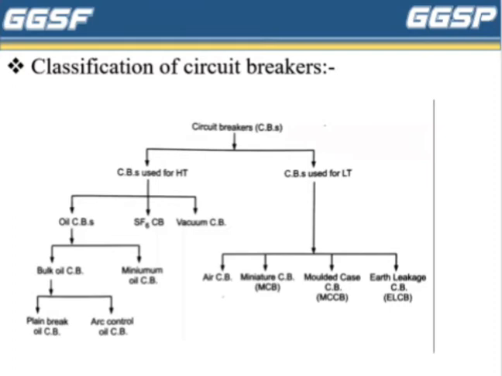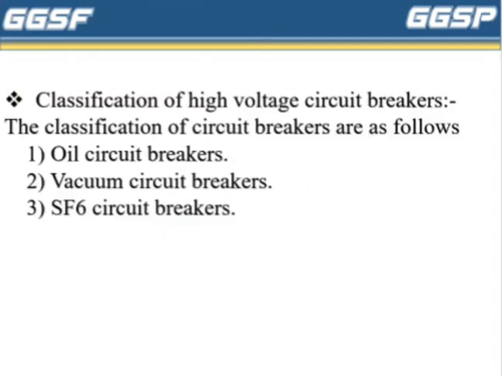The low tension circuit breakers are classified into four types: air circuit breaker, miniature circuit breaker, molded case circuit breaker, and earth leakage circuit breaker. As we have discussed in the above classification, we know that high tension circuit breakers are classified into three types: oil circuit breaker, vacuum circuit breaker, and SF6 circuit breaker. These circuit breakers will be discussed.